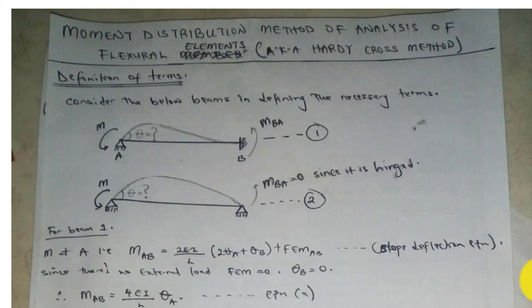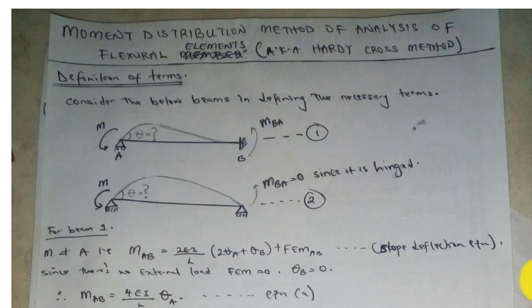Moment distribution method of analysis of flexural elements. You know, flexural elements are horizontal elements. Any element that can bend is called a flexural element. So we have slab and we have beam, and those are the horizontal elements. That's the kind of element that we can analyze using the moment distribution method. It is also called the Hardy Cross method, because the engineer that developed this method is called Hardy Cross.